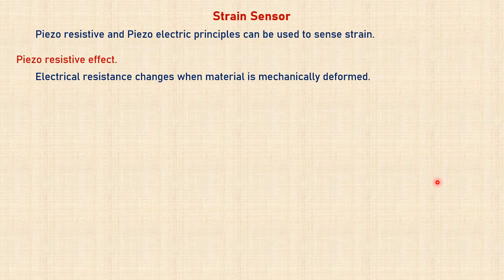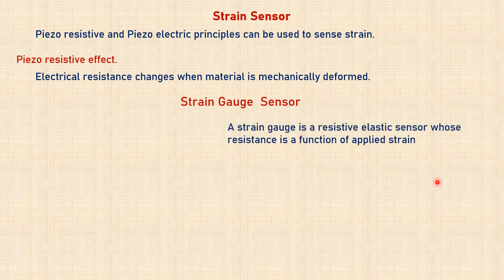So if you subject a material to strain, its electrical resistance changes. Let us understand this in detail with strain gauge sensor. So obviously we understood strain gauge sensor employs piezoresistive effect. So we define it like this. A strain gauge is a resistive elastic sensor whose resistance is a function of applied strain.